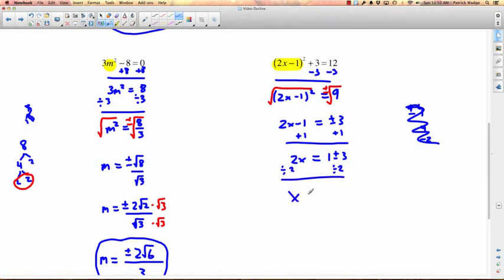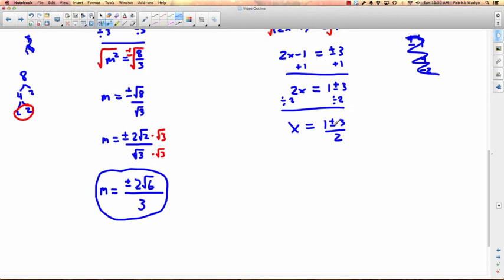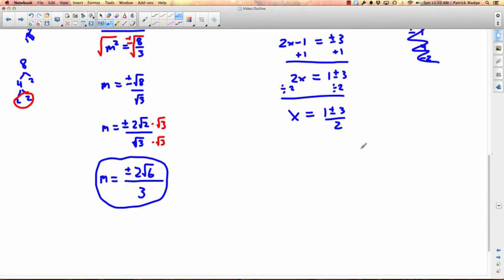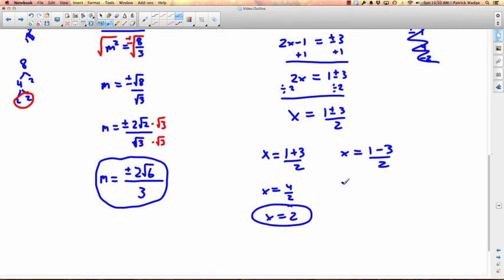So what you're left with is x equals 1 plus or minus 3 all divided by 2. Now, this is correct, but we can simplify this. I mean, why leave it like this? We can actually figure out what that's equal to. We have two answers here. One answer is 1 plus 3 divided by 2, and the other answer is 1 minus 3 divided by 2. Why don't we figure out what both of those equal? 1 plus 3 is 4 divided by 2, which means x is 2. There's one answer. 1 take away 3 is negative 2 divided by 2. That means x is negative 1. There's our other answer. So we have two answers here.